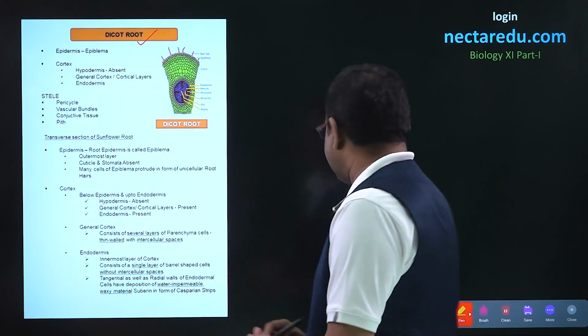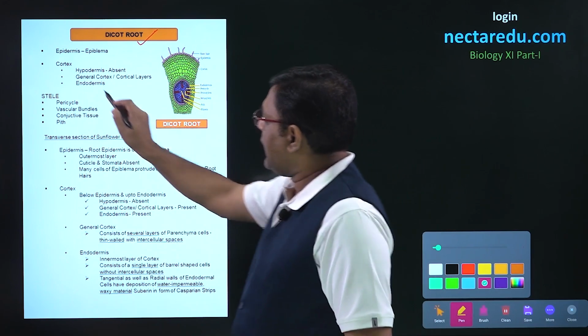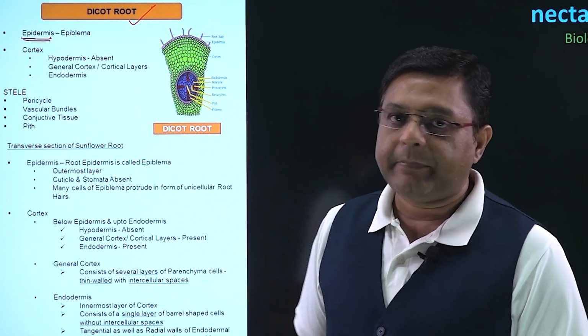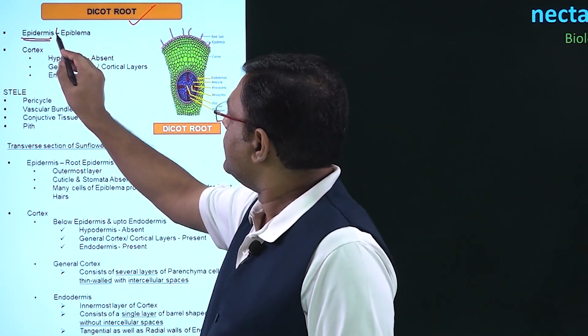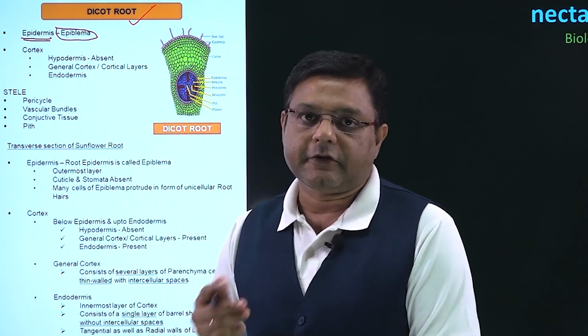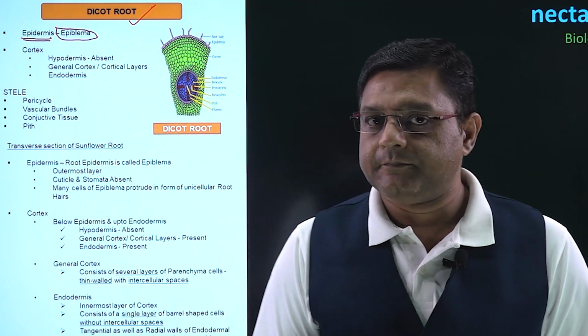So, first let us look into the different parts which are present here. Now, the outermost will be epidermis. Epidermis in the case of roots is called epiblema. So, this epidermis or epiblema will be a part of epidermal tissue system.